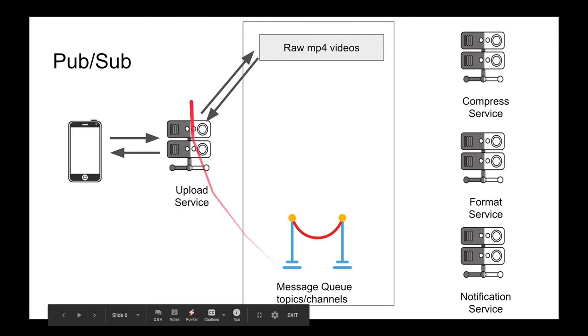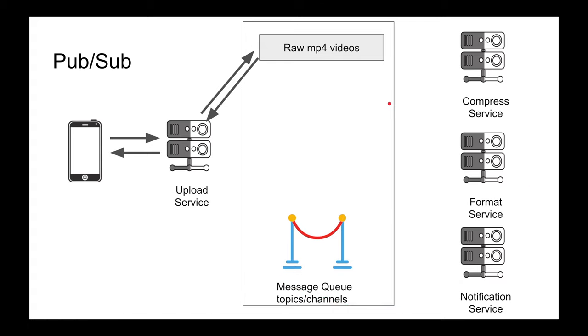Obviously, that means this guy has to be up all the time. But what we have here is essentially a topic. And that topic, or the channel, has the content. It's sometimes called a queue, a topic, a channel. And that has the raw MP4 videos.